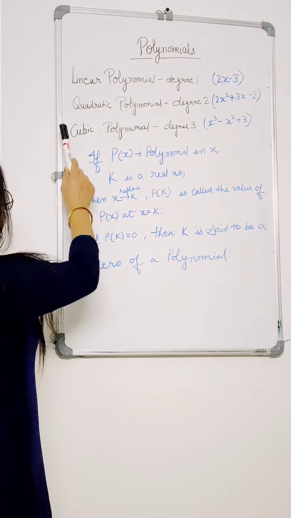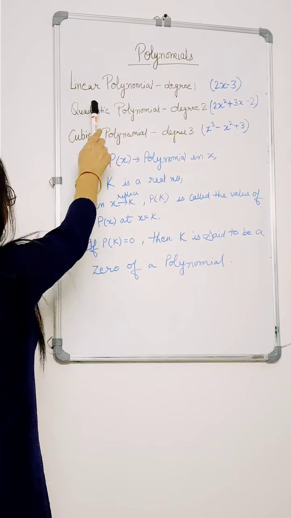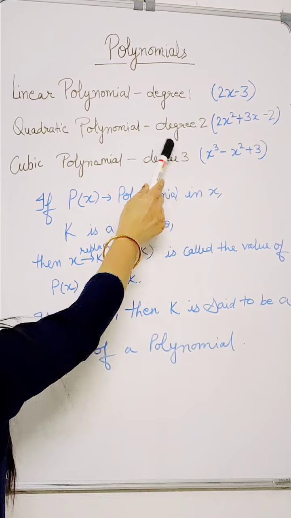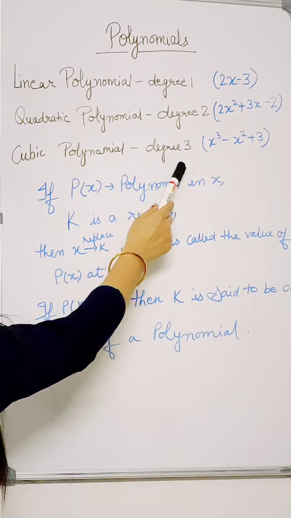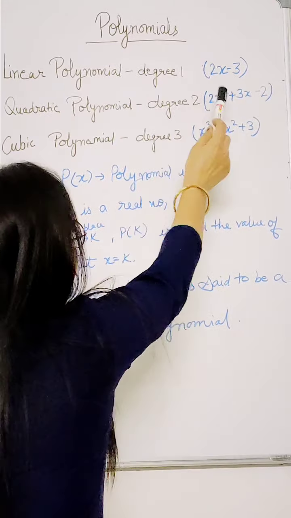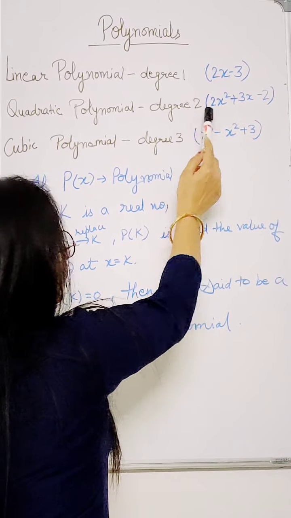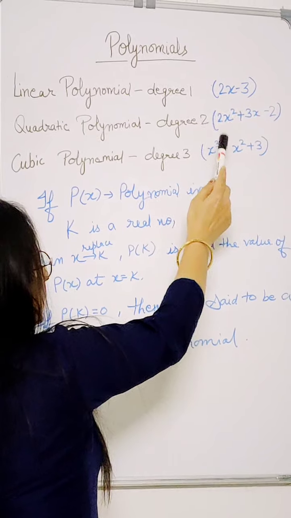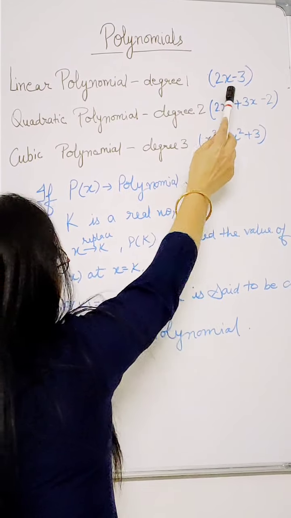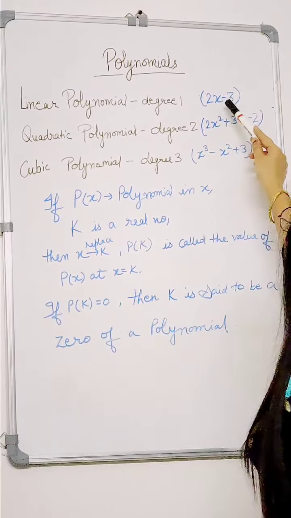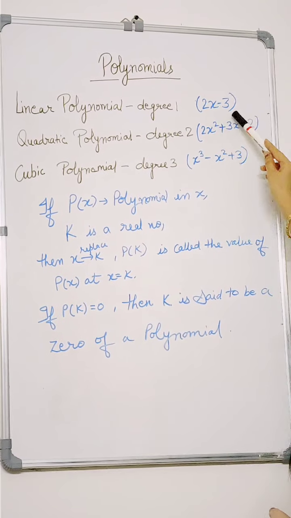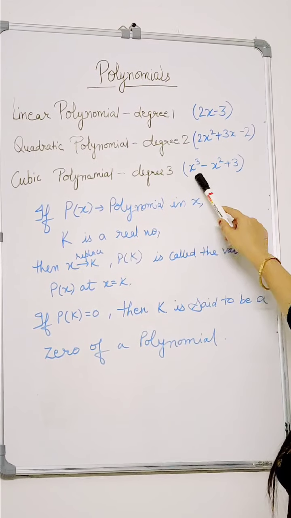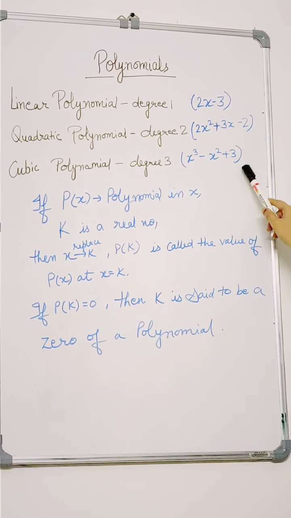Polynomials. There are three types of polynomials: linear polynomial, which is in degree 1, quadratic polynomial, which is in degree 2, cubic polynomial, which is in degree 3. Degree 1 means x raised to the power 1, degree 2 means x raised to the power 2, and degree 3 means x raised to the power 3. So if in a polynomial x has power 1, like 2x minus 3, it is a linear polynomial. This is an example of a quadratic polynomial, and this is an example of a cubic polynomial.